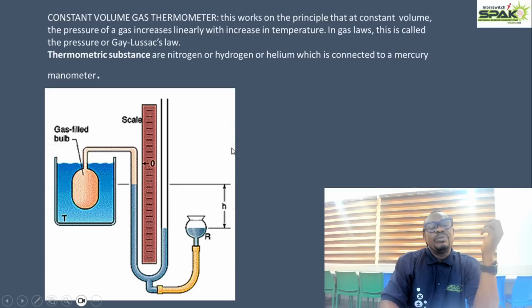Only that it is very cumbersome. It is very complex. It's not portable. In the process of taking it from one point to another, it can get shattered.